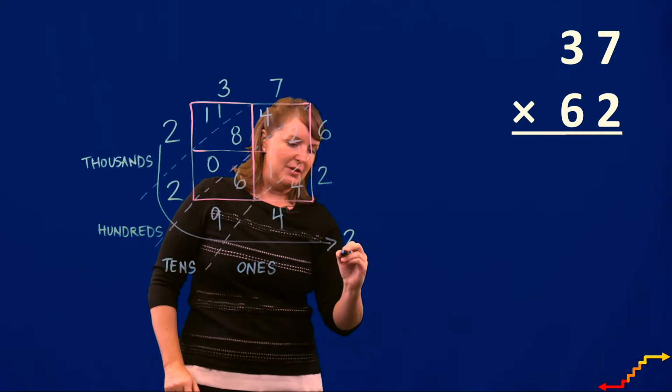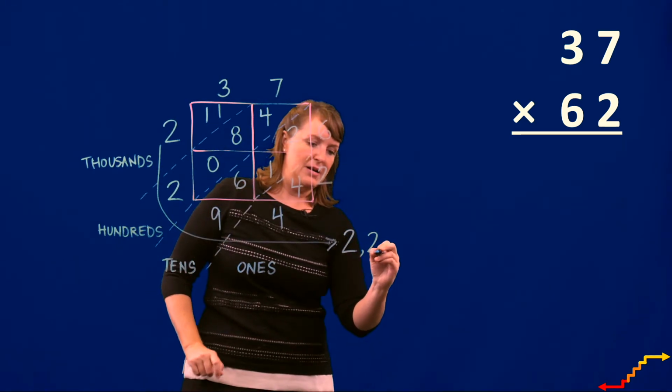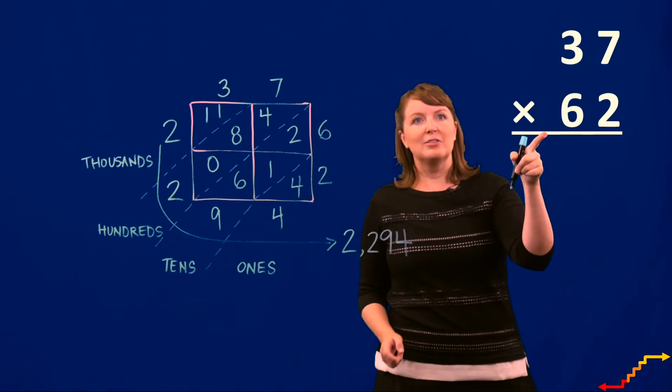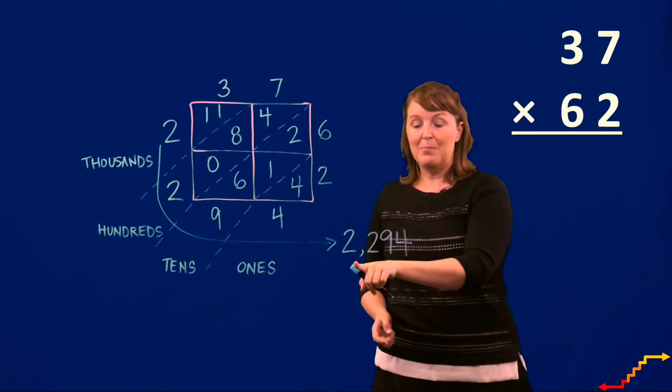So I have 2,294. So when we multiply 37 times 62, the product is 2,294.